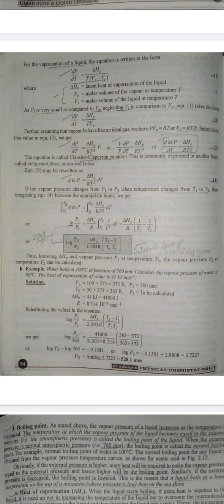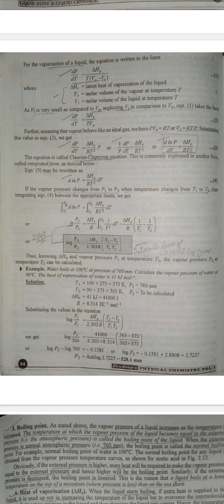Equation 2. Further assuming that the vapor behaves like an ideal gas, we have P Vv = RT, or Vv = RT/P. Substituting this value in equation 2, we get dP/dT = ΔHv P / RT², or (1/P) dP/dT = ΔHv / RT², or d ln P/dT = ΔHv / RT². This equation is called the Clausius-Clapeyron equation. This is commonly expressed in another form, called the integrated form, as derived below.